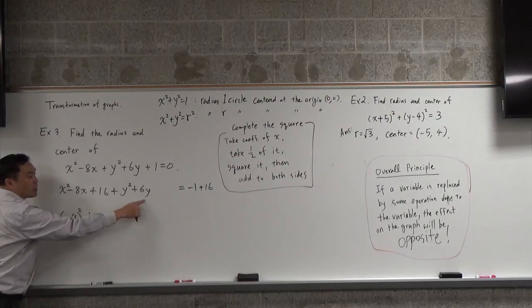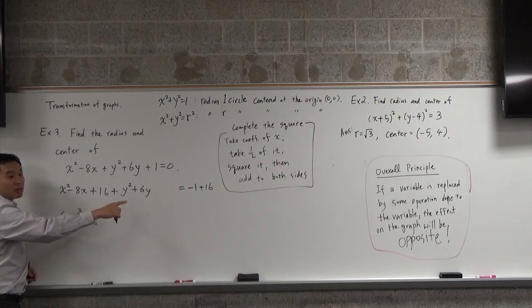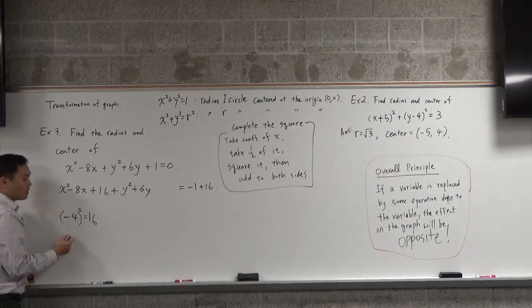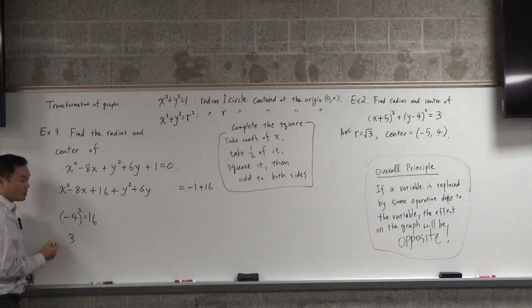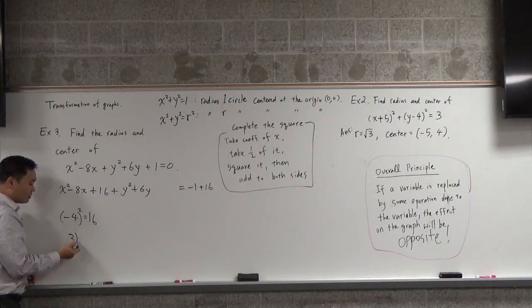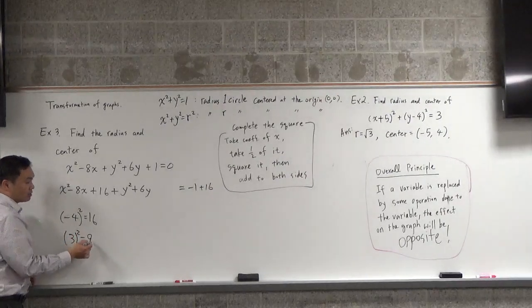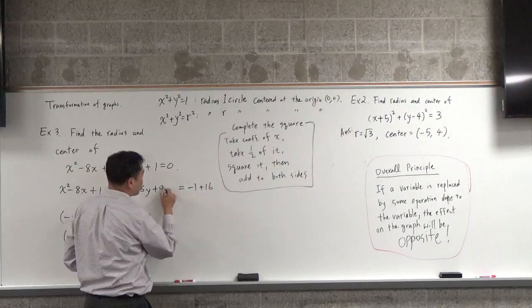Now, what about this one? How do you complete this one? Which number do you take? 6. What do you do with it? Take half of it. Yeah. Take half of the coefficient. Square that, which is 9. So you're going to add 9 to both sides.